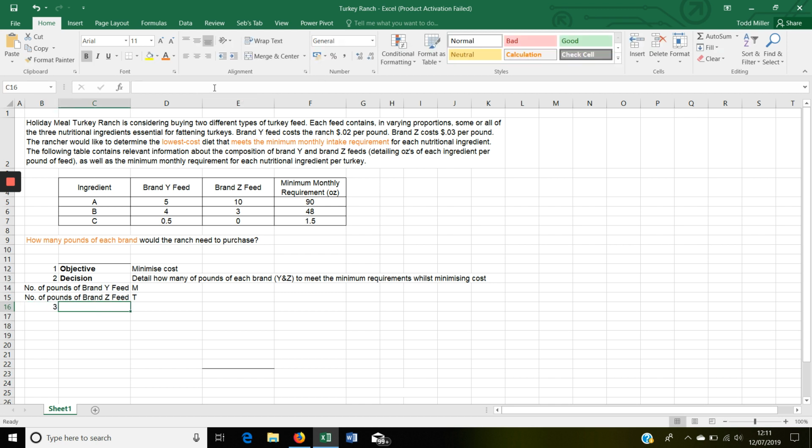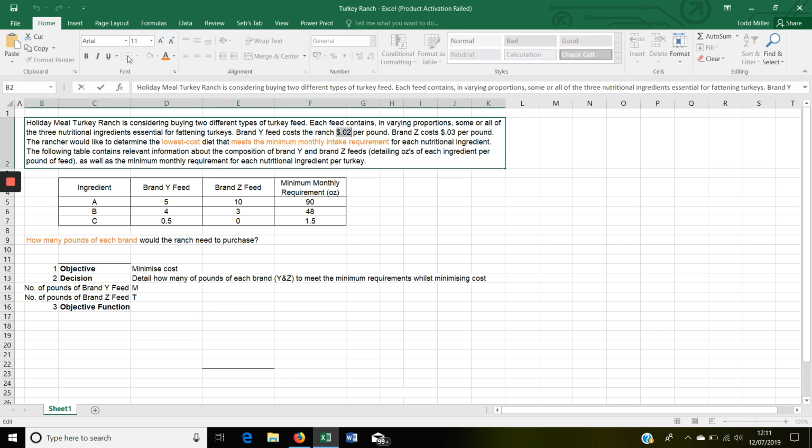Step 3, objective function. So how can we detail our decision, our objective, in an algebraic function, in a mathematical formula, which Solver will utilize to give us our optimal solution? Well, have a look at the decision. We're looking at the cost. So if we try and identify the cost, which we can because we are told that it is $0.02 for brand Y feed and $0.03 for brand Z feed.